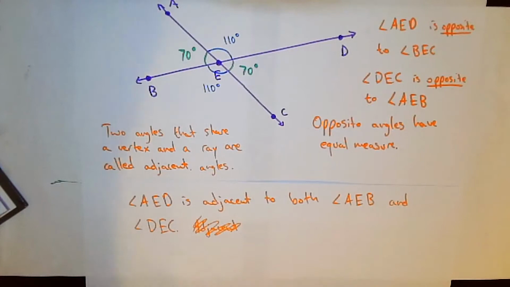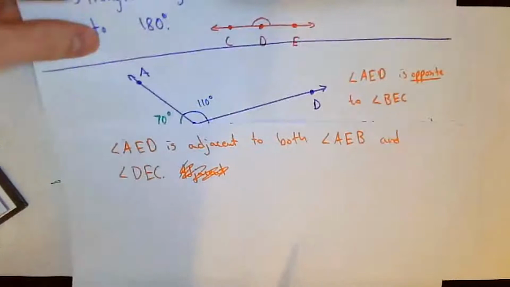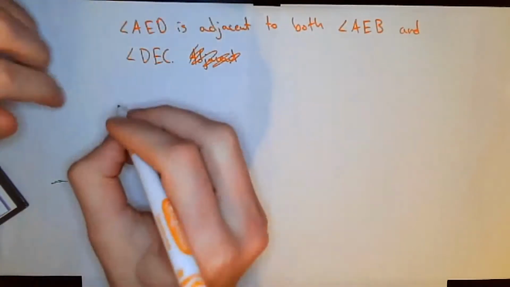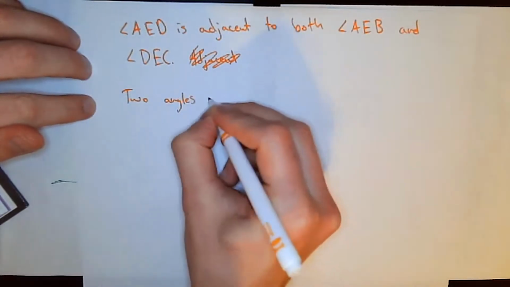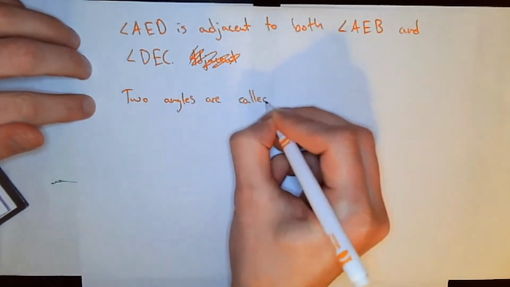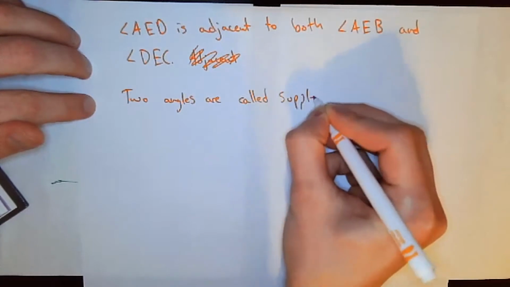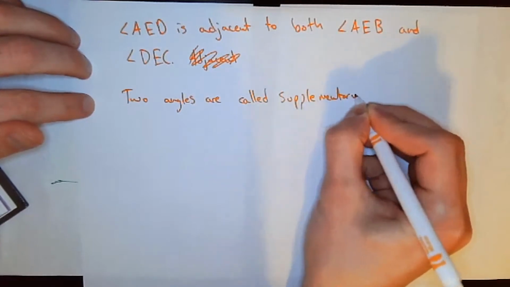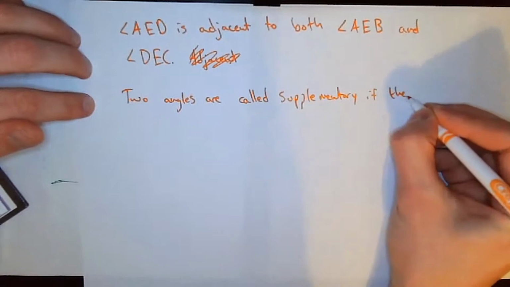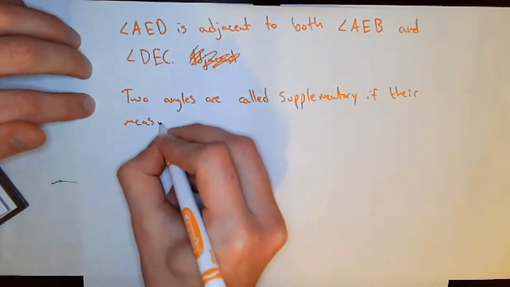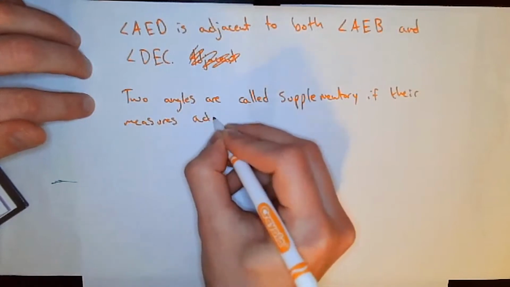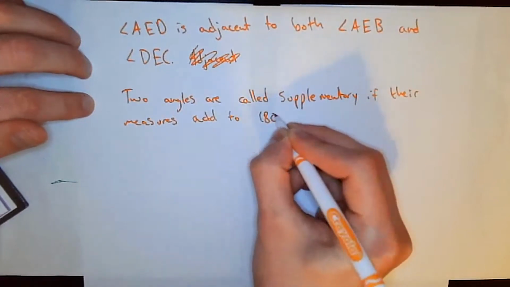So next come the next two definitions. And let's see, I'll redraw the picture when I need to. All right. Two angles are called supplementary if their measures sum or add to 180 degrees.